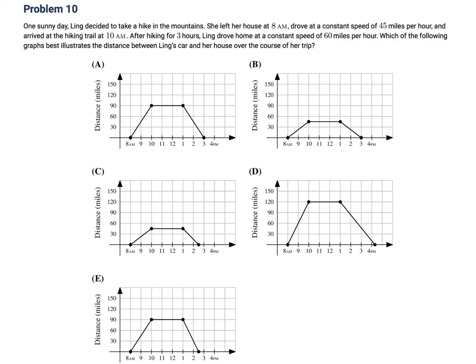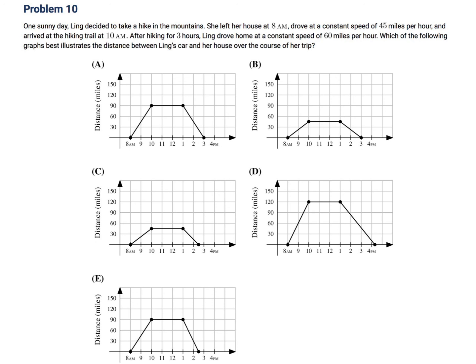One sunny day, Ling decided to take a hike in the mountains. She left her house at 8 a.m., drove at a constant speed of 45 miles per hour, and arrived at the hiking trail at 10 a.m. After hiking for 3 hours, Ling drove home at a constant speed of 60 miles per hour. Which of the following graphs best illustrates the distance between Ling's car and her house over the course of her trip?